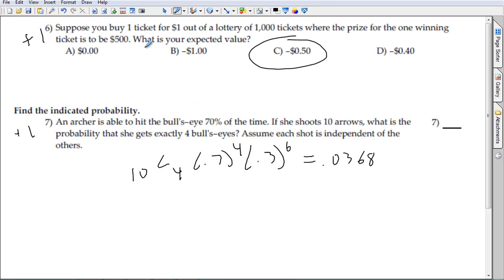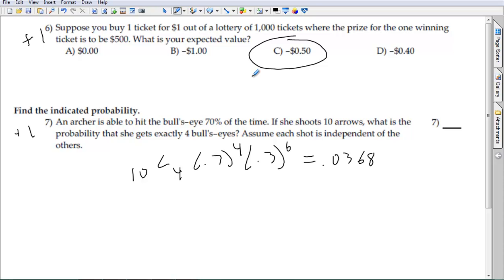Number 6, buy a $1 lottery ticket, they're giving away one $500 prize. So you can think of it this way: they're going to take in $1,000 and pay out $500. For the people playing, that's a net loss of 50 cents per play. You could use the expected value formula on that too.